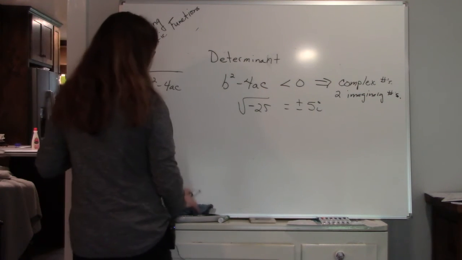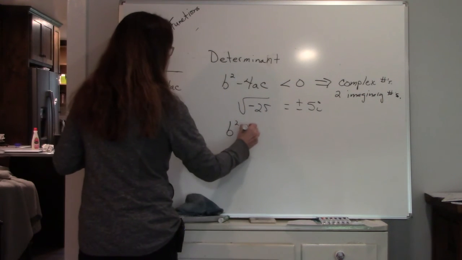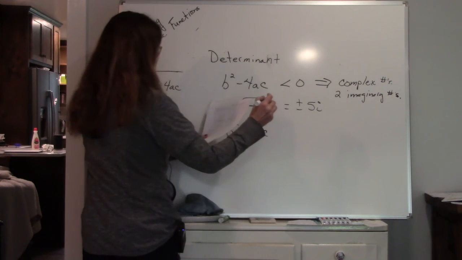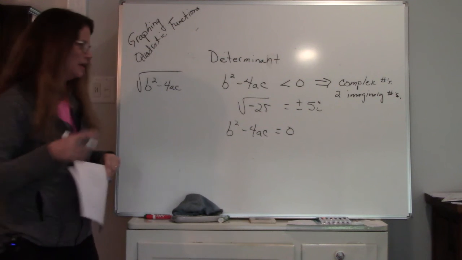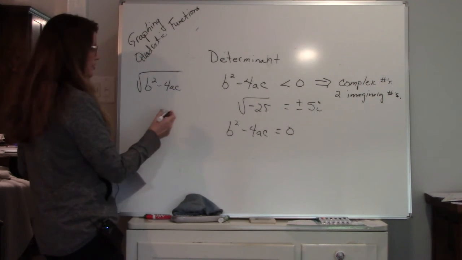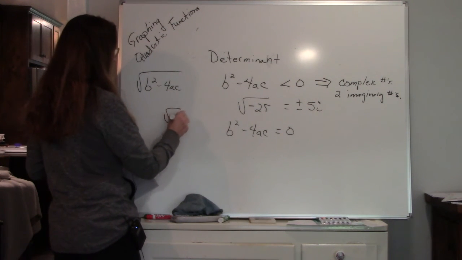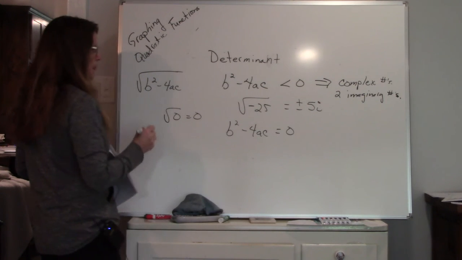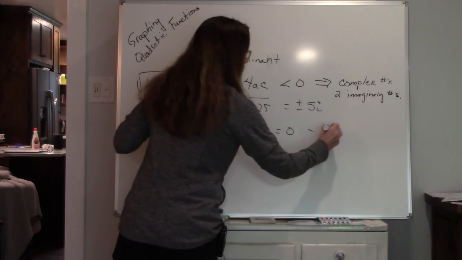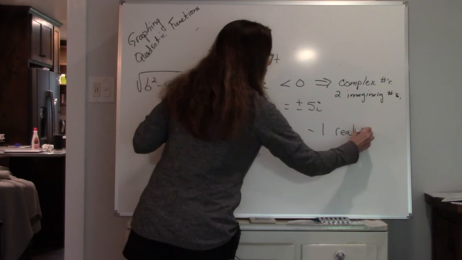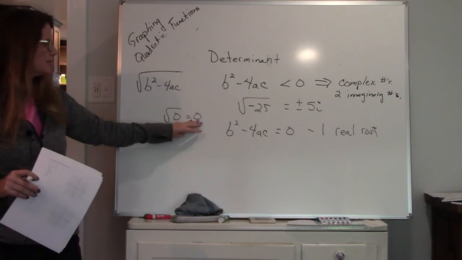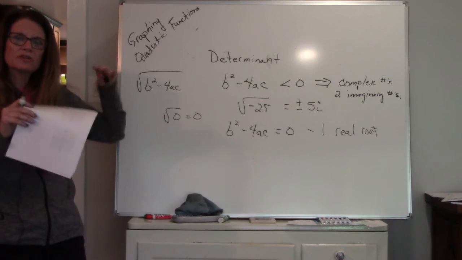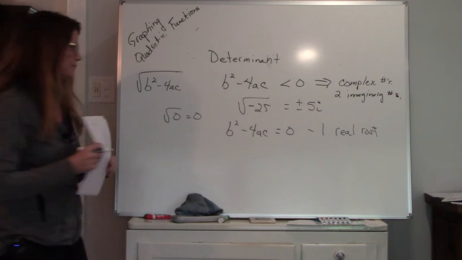If your determinant equals exactly 0, so for instance, if I had the square root of 0, which is 0, what you're going to have is one real root. Because this is 0, all we're going to deal with is the first part of our quadratic formula.